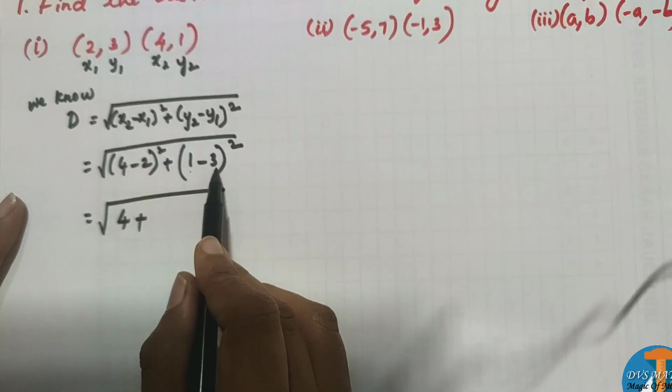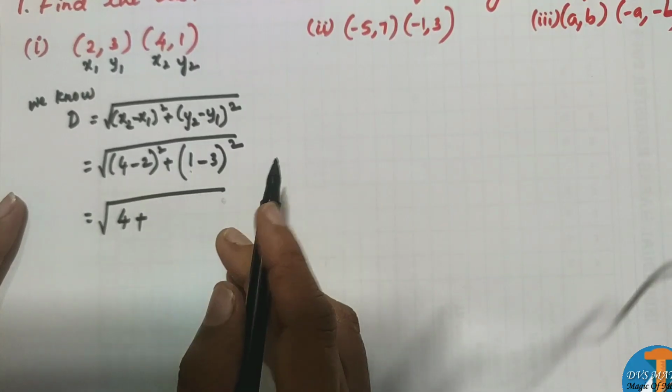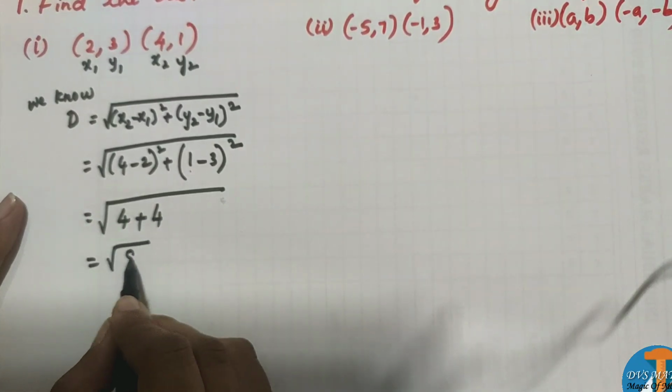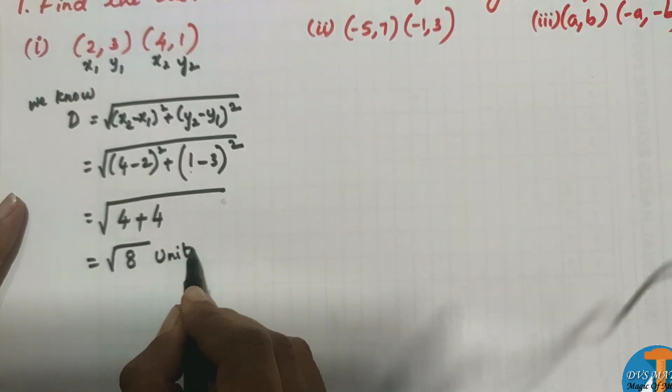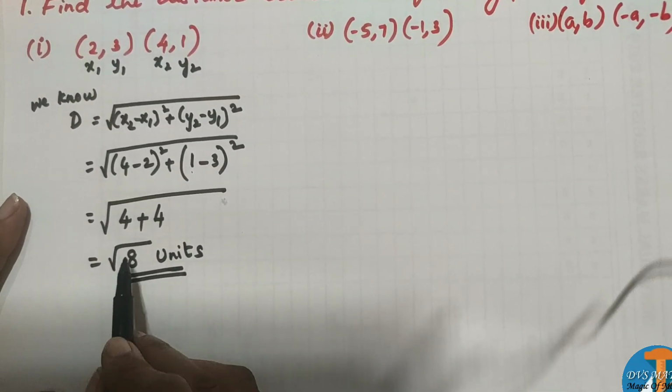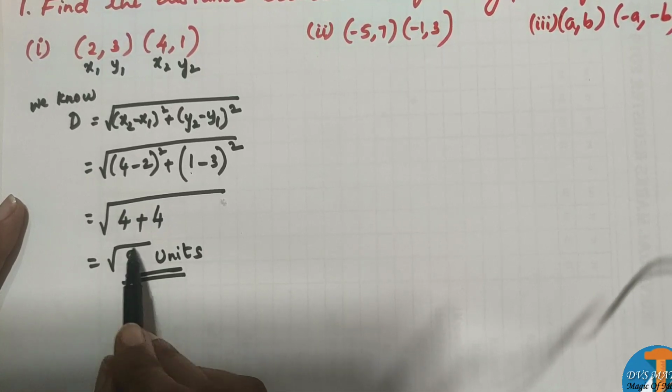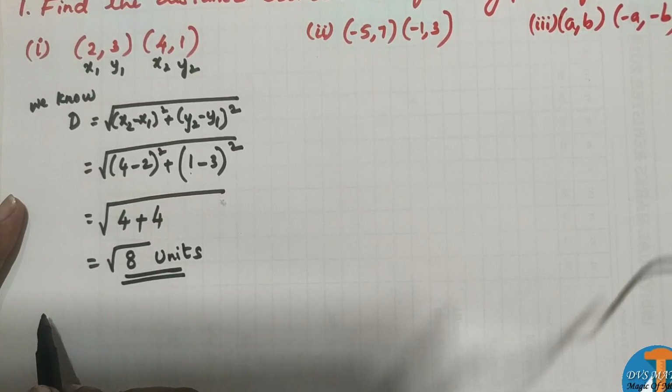Okay, 1 minus 3 is minus 2. Minus 2 whole square, again you will get 4. So 4 plus 4 you will get root 8 units. You can stop here itself, or you can write it as 2 root 2 also, because 8 can be written as 4 into 2. 4 is a perfect square, so you can take it out of the square root. So it is 2 root 2 units.